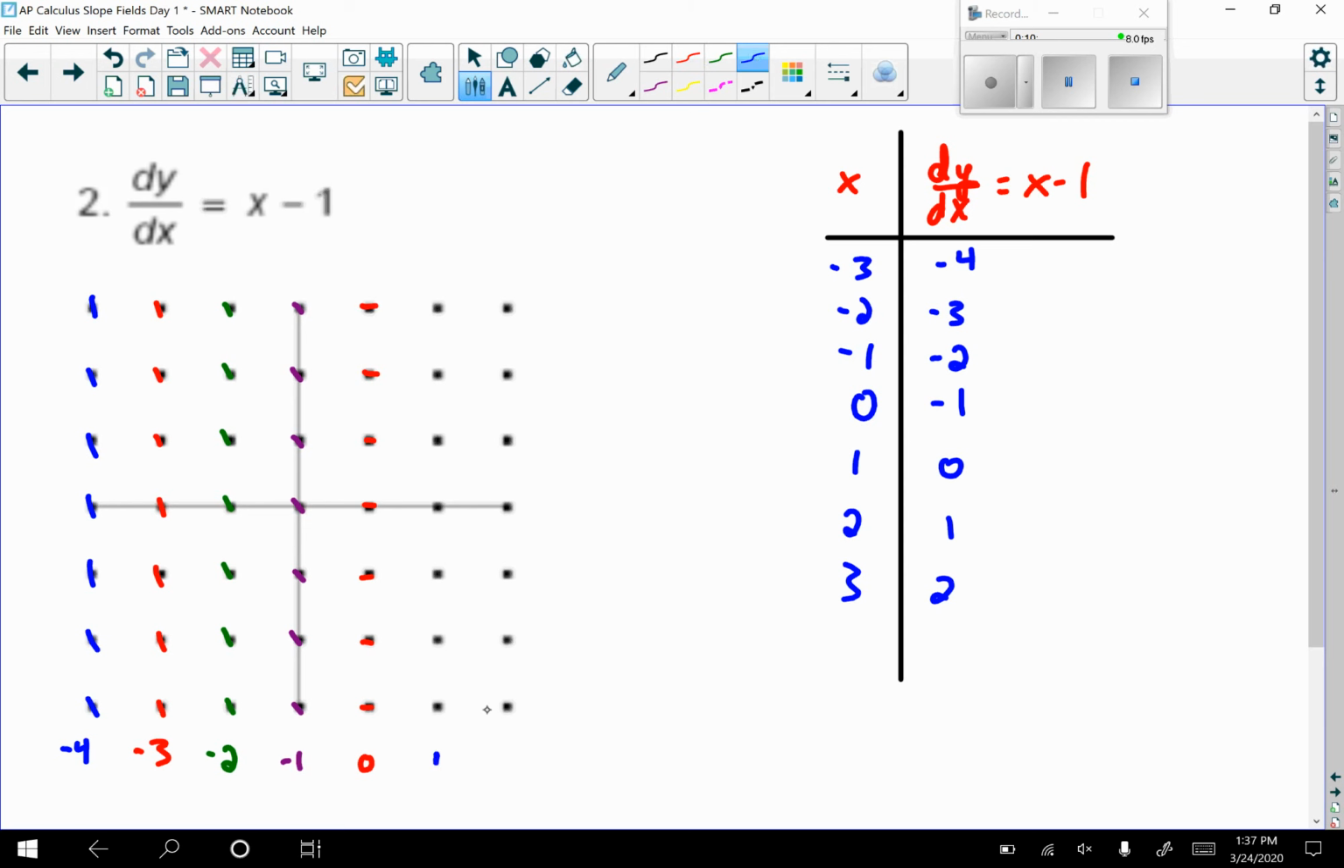At 2, we're going to have a slope of 1, so now it's positive, so I'm kind of matching it up with this. And then at 3, we're going to have a slope of positive 2, so I'm going to try to match it up, like counting up here, up 2 over 1, so we're looking like this.